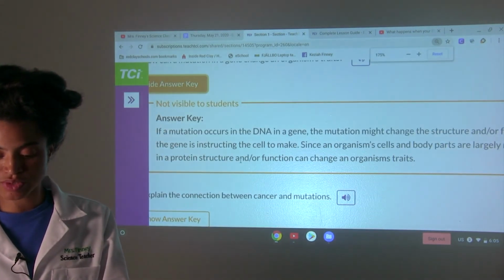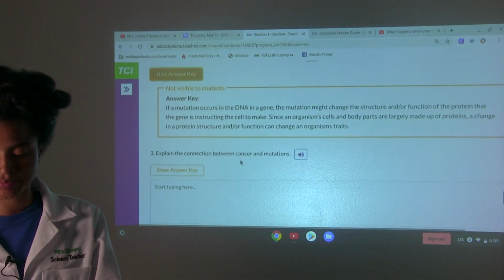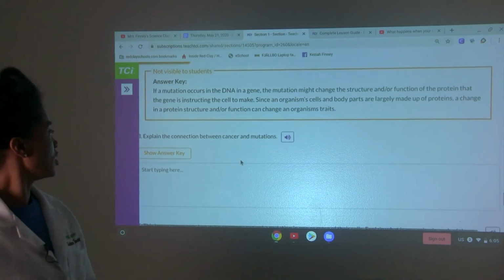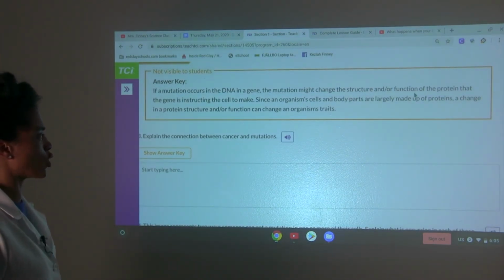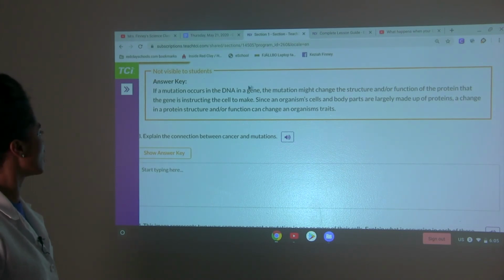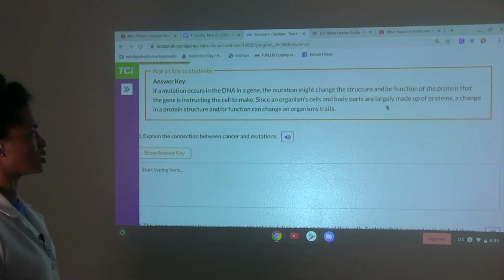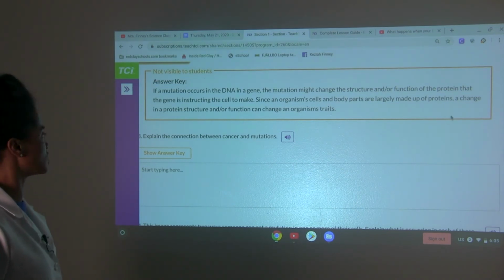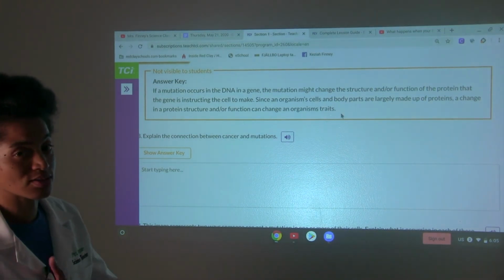It says, if a mutation occurs in the DNA in a gene, the mutation might change the structure and or function of the protein that the gene is instructing the cell to make. Since an organism's cells and body parts are largely made up of proteins, a change in a protein structure and or function can change an organism's traits. So keep that in mind.